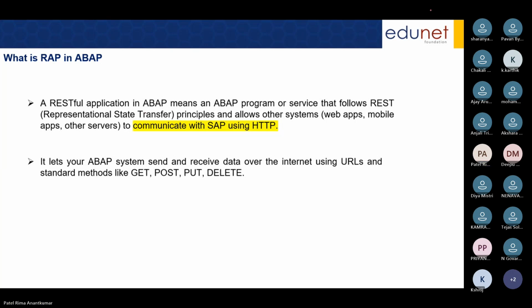Now, in simple terms, the ABAP system will send and receive the data over the internet using URLs. So we need to first create the table and then perform all these steps until it turns into the URL. And we are going to use methods like get, post, put, or delete. What I want is my ABAP system to send and receive the data over the internet using the URL. And for that, what I have to use is a RESTful application, right?